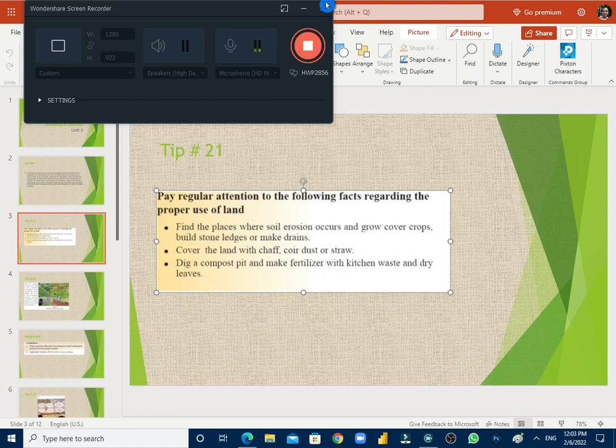Find the places where soil erosion occurs and grow cover crops and build stone ledges or make drains. Cover the land with chaff, coir dust or straw.